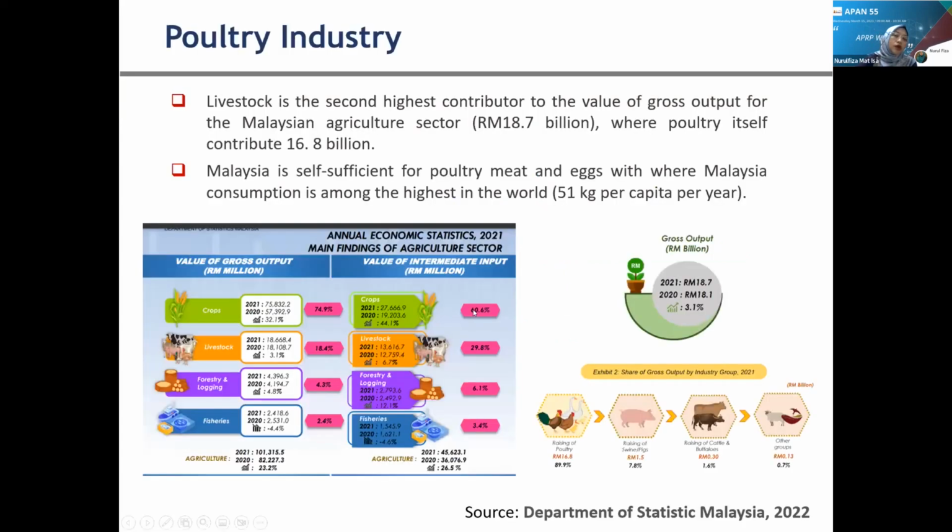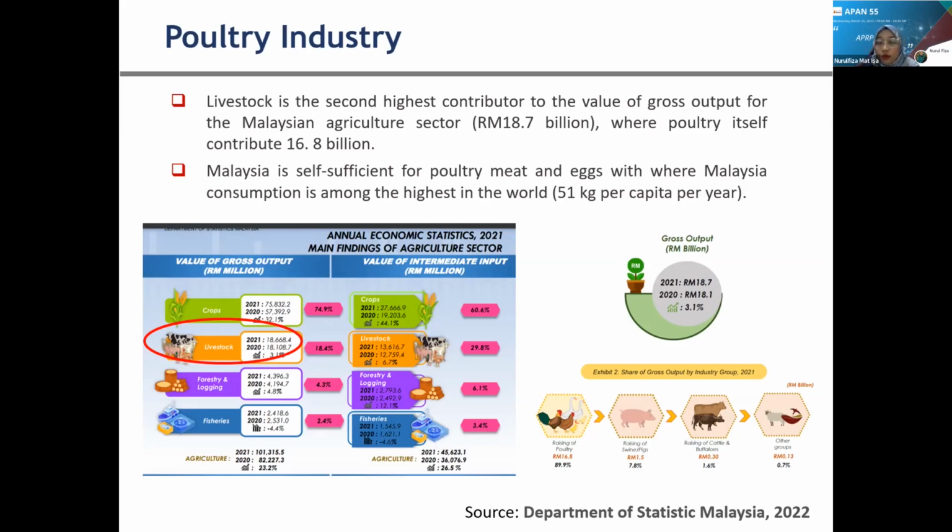Okay, so the poultry industry in Malaysia has grown significantly at about 5% annually, and has contributed almost 90% of livestock production and 75% of the farm value of the livestock industry in the country. Livestock is the second highest contributor to the value of gross output for the Malaysian agriculture sector, contributing about 18.7 billion, where poultry itself contributes around 16.8 billion.